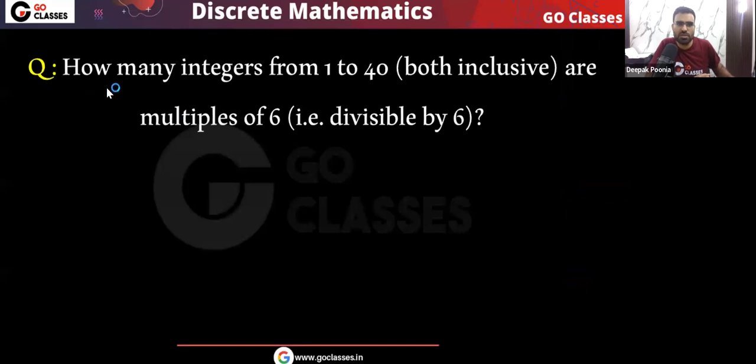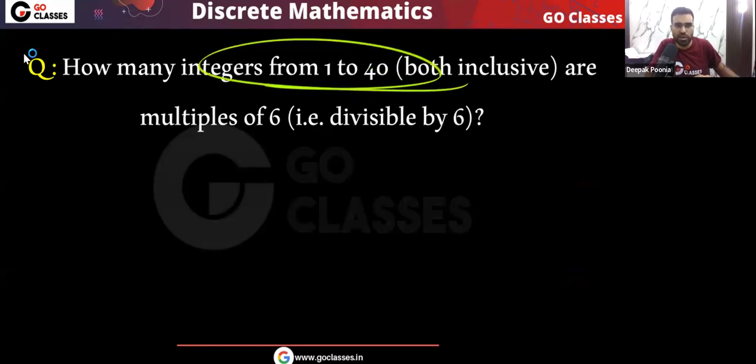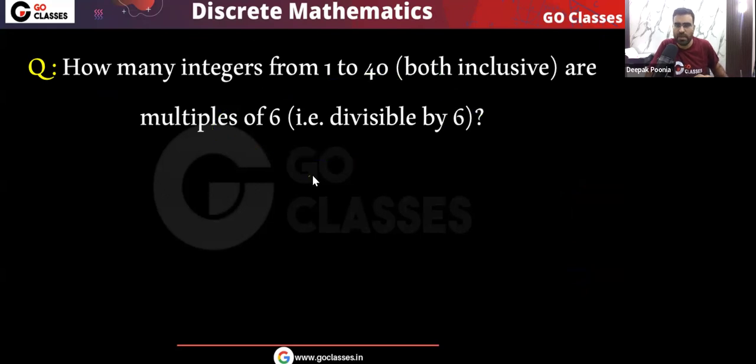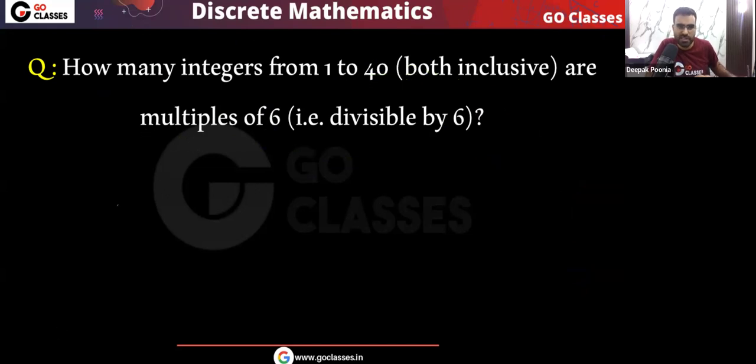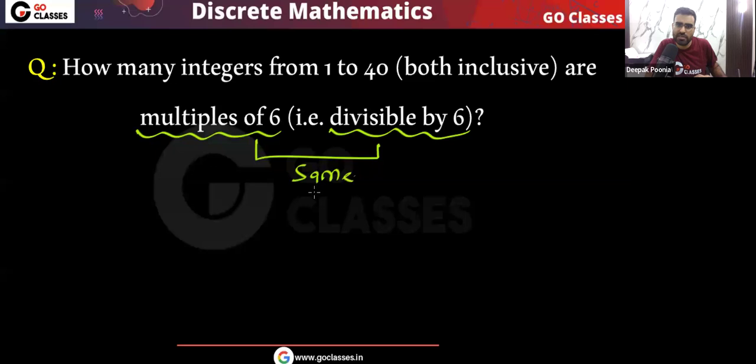Let's solve this question: how many integers from 1 to 40, both inclusive, are multiples of 6? Or I can say, how many integers from 1 to 40 are divisible by 6? If an integer is a multiple of 6, then I can also call it divisible by 6. These two statements, multiple of 6 and divisible by 6, are basically the same.